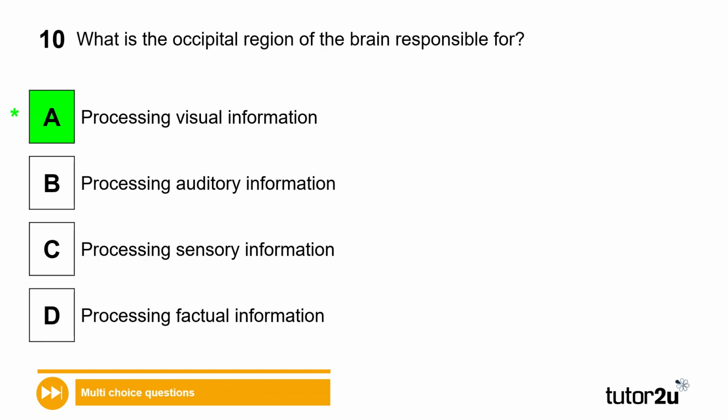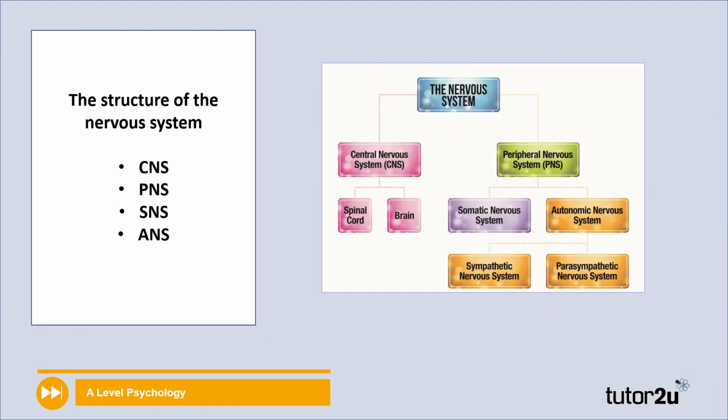Well done if you got some of those correct. You can always rewind the video and take the test again, improving your marks each time. Now you may recall from the last session that there's multiple parts of the nervous system for you to become familiar with. We've got the CNS, PNS, SNS and ANS, all relating to the different components you can see on the diagram on the screen.